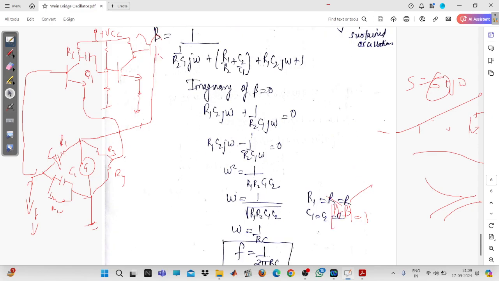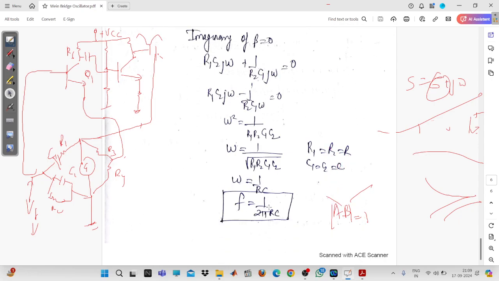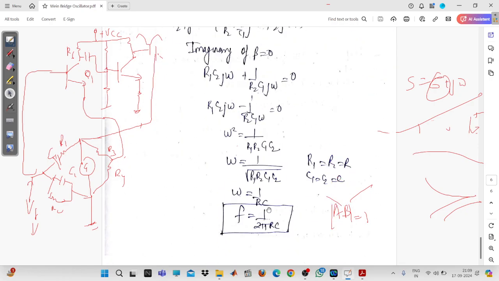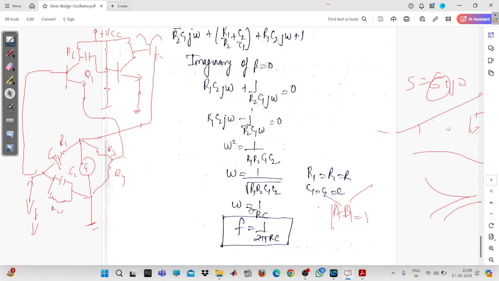Omega will be this. Now if you select the values in such a way that R1 is equal to R2, you take R1 1 kilo ohm, R2 1 kilo ohm. Similarly, C1 and C2, you can easily select. So omega will be equal to 1 upon RC. F will be equal to 1 upon 2 pi RC. So this is the frequency of sustained oscillation for the Wien bridge.